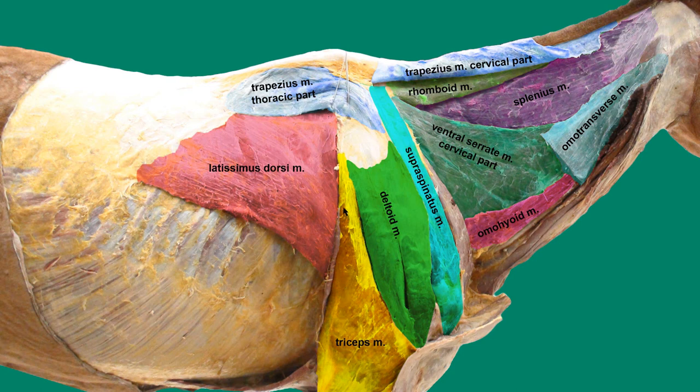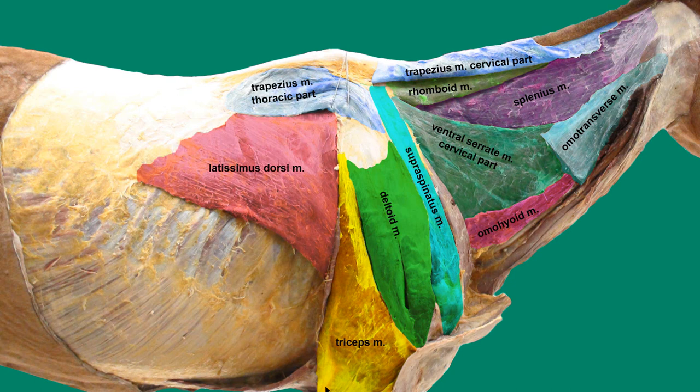This is the long head of the triceps muscle. And on the medial side, we can see the medial head of the triceps muscle. All three heads come together and insert to the olecranon of the ulna.